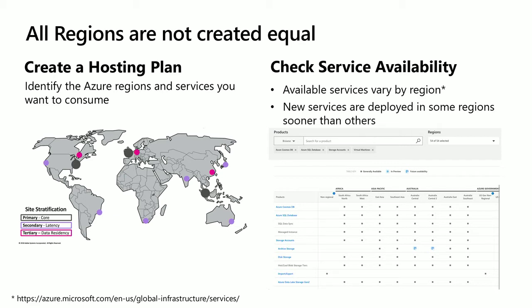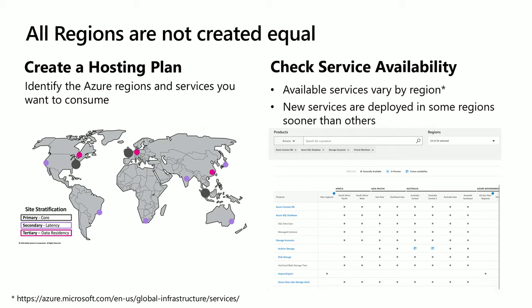All right, so one of the first things that we would say you want to do is establish a hosting plan. What does that mean? That means identify what locations you want to deliver your solutions from, or Azure regions, and what services your solutions will need to consume from Azure. And then do some research. This is your homework assignments, okay?